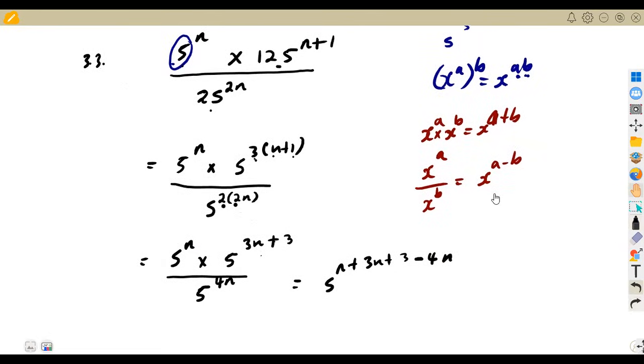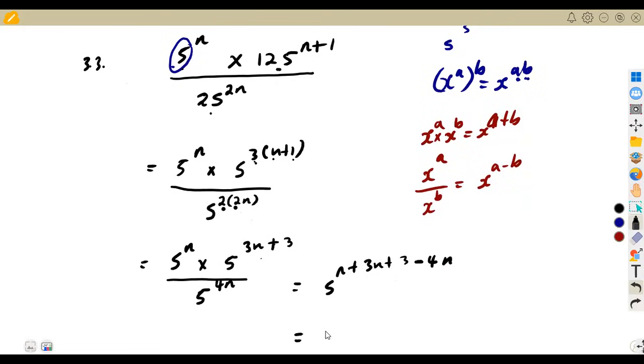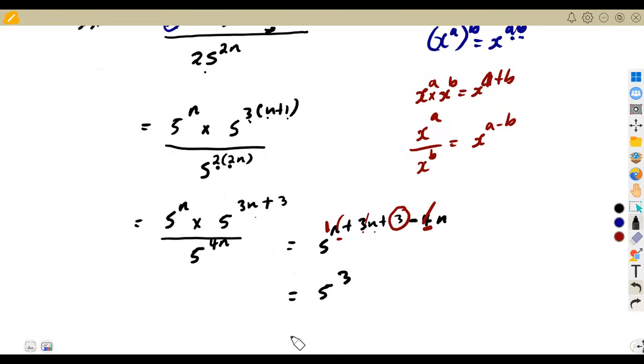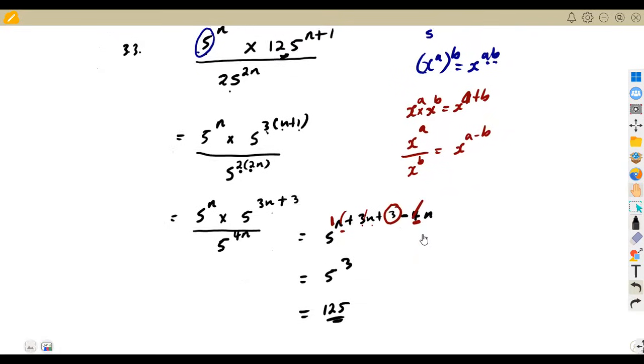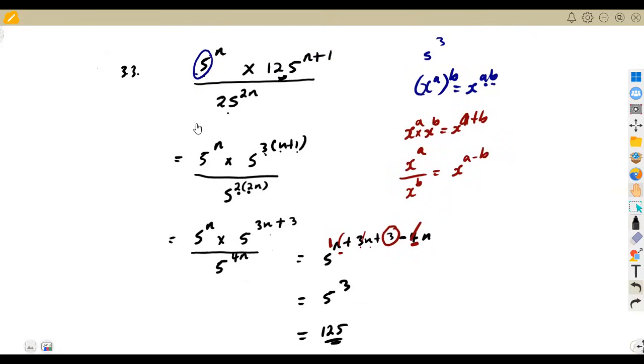Now we can simplify this to a single term. We obtain 5 to the exponent of what? Collecting like terms, we've got n plus 3n, which is 4n, minus 4n. So the n cancels and we remain with a 3. That's 5 to the exponent of 3. Remember, 125 is the one that gave us 5 to the exponent of 3, so 5 to the exponent of 3 is 125. Even from our calculator, we can check that we obtain the same thing.